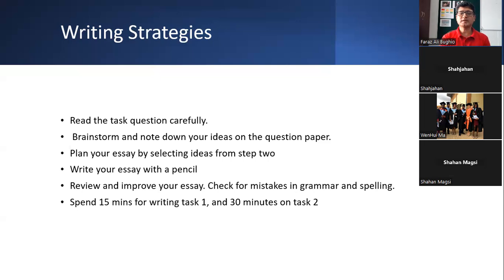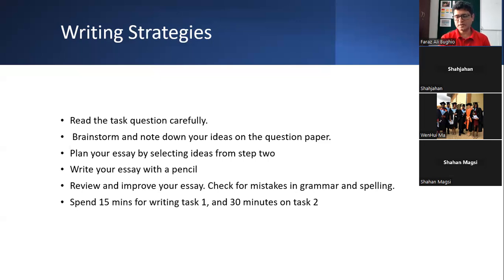Plan your essay by selecting ideas from step two. So that is ideas that you have taken. Maybe you wrote 3, 4, 5 ideas. So you don't have to write all those ideas. Choose what are the best ones, right? So when you write, maybe you'll write more, but then make a decision what ideas need to be included in the main essay, right? In the main part, in the writing part.